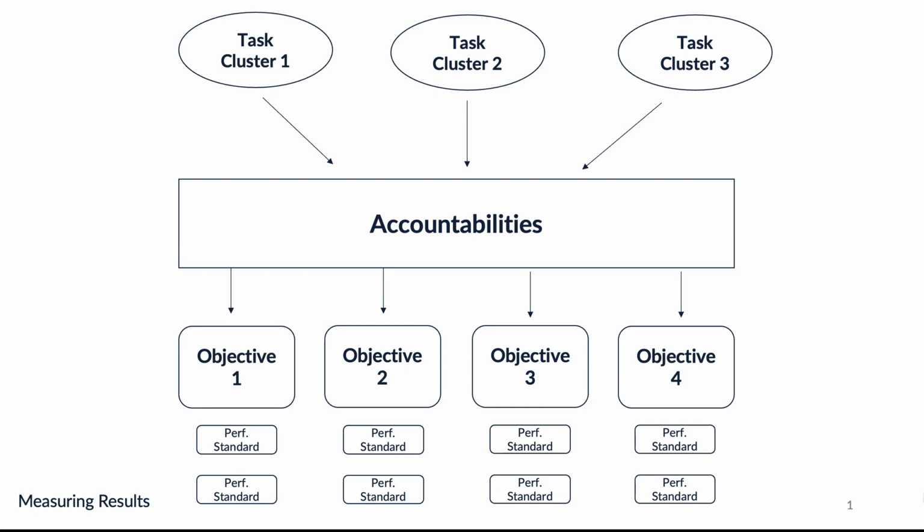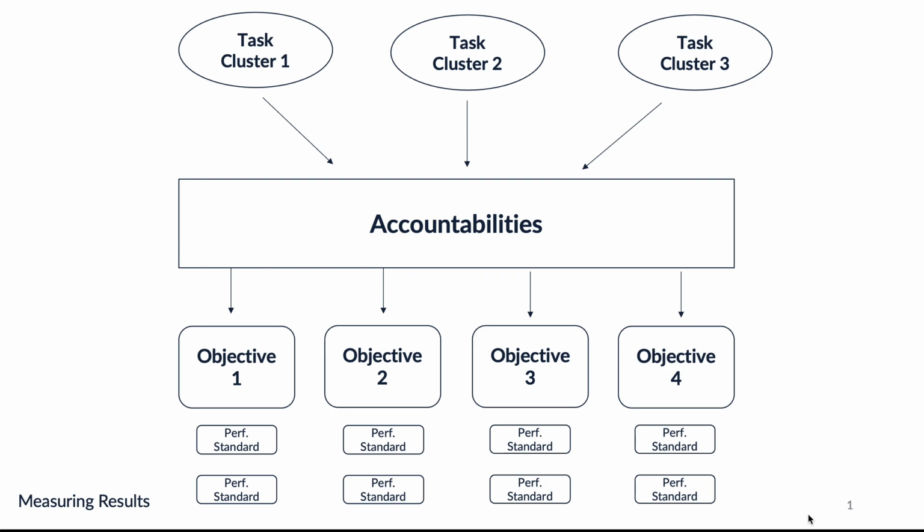So this graphic here is just a quick snapshot of what we mean when we say measuring results, what it would look like. So here we would have different task clusters used to create accountabilities. From those accountabilities, we would have very specific objectives, right? They have to be measurable and specific. And then associated with each objective, we would have performance standards to know whether or not we've captured minimum performance or even maximum performance.